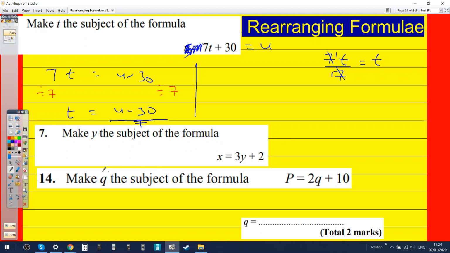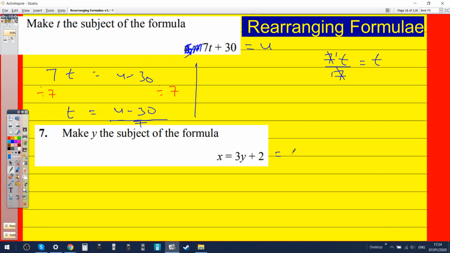Yeah, so let's try the next question. I'll just put this on the right side. So that's equal to x. Okay, so 3y plus 2 equals x. You have to make y the subject. So you put 3y equals x minus 2. And you have to divide it by 3. And then it would just be y. So y equals x minus 2 over 3. Well done.